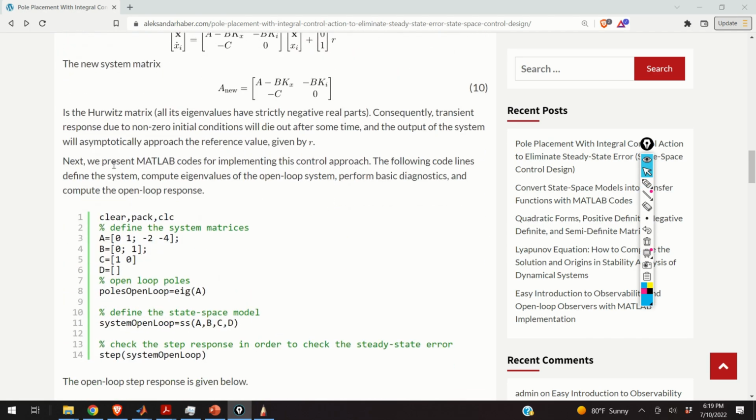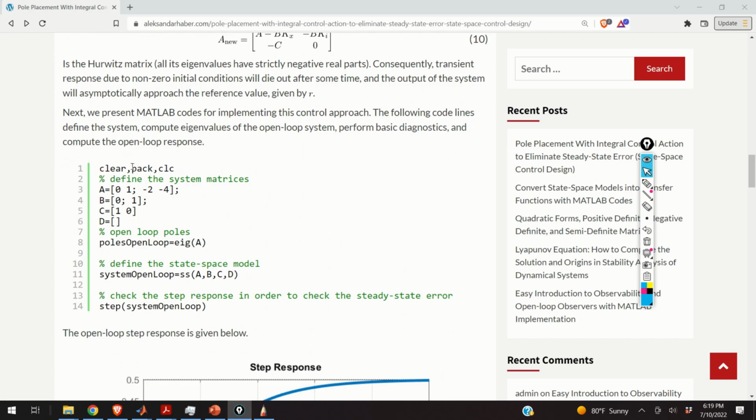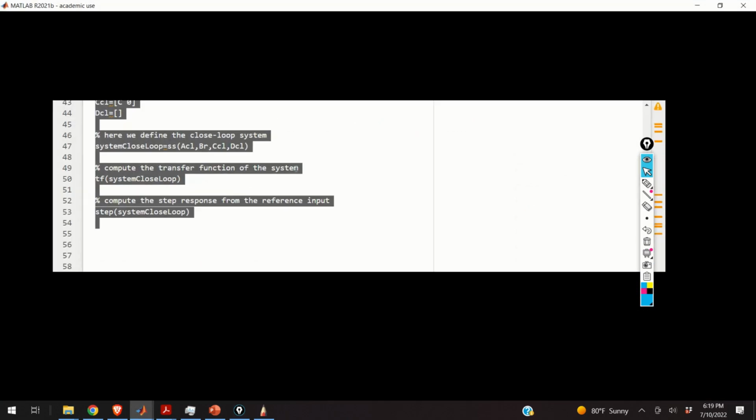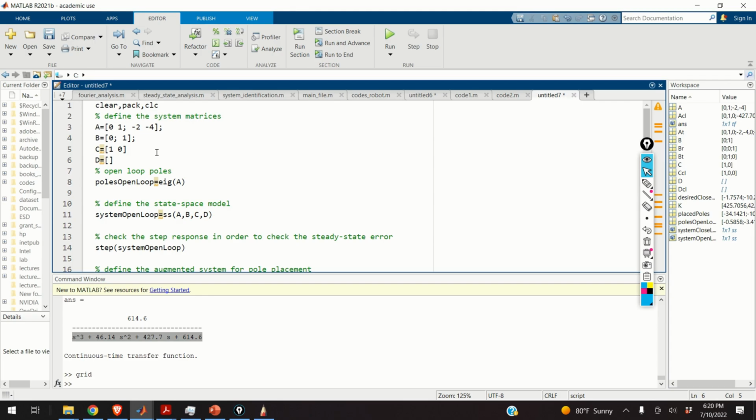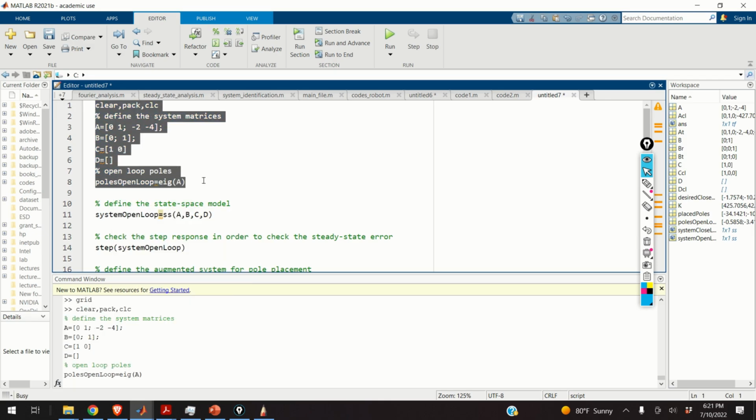Next, we present MATLAB codes for implementing this control approach. The following code lines define the system, compute the eigenvalues of the open loop system, perform basic diagnostics, and compute the open loop response. So let us explain these codes. First, we clear our workspace, clear the memory, and clear the command window. Then, we define our system. This is a second order system, and let us compute the open loop poles of such a system.